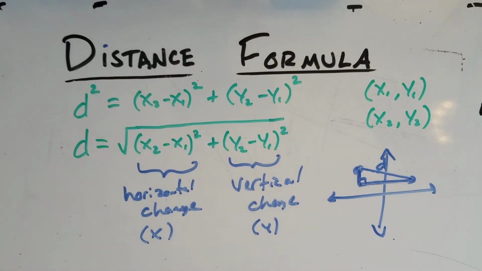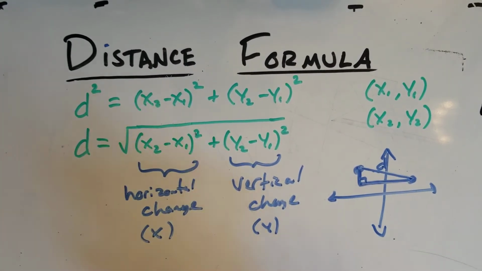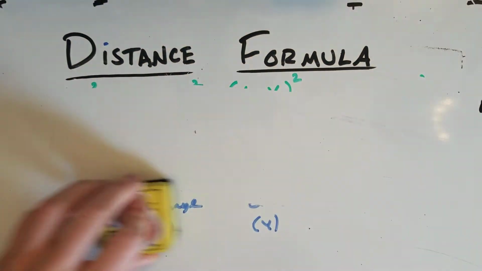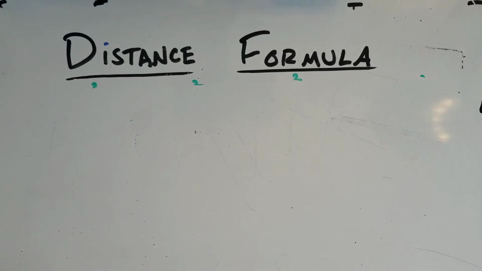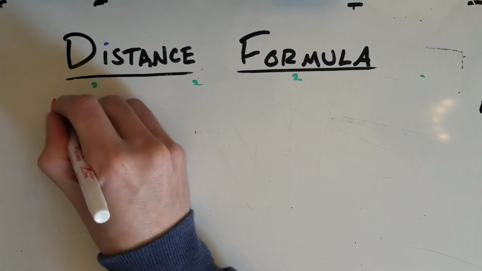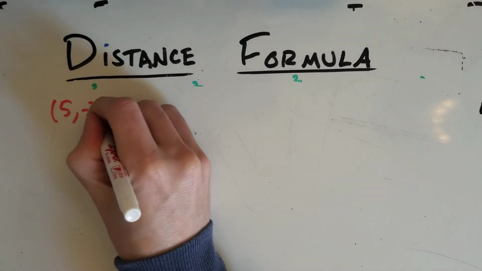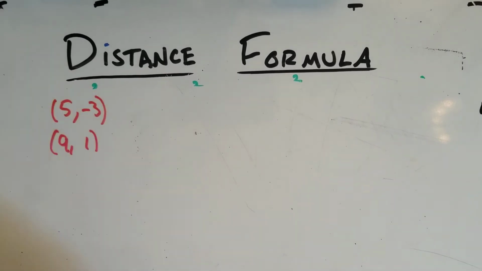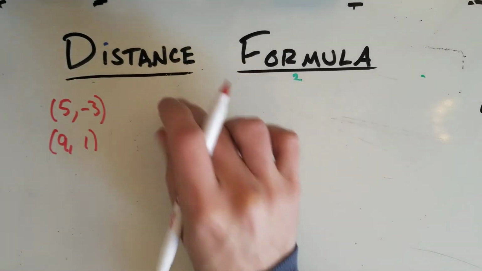That's the D. So we're going to try to do some of these without graphing on the coordinate plane, just algebraically substituting in. So let's go ahead and look at our next example. It says, what is the distance between the points 5, -3 and 9, 1? So these are your 2 points. We want to find the distance between them.